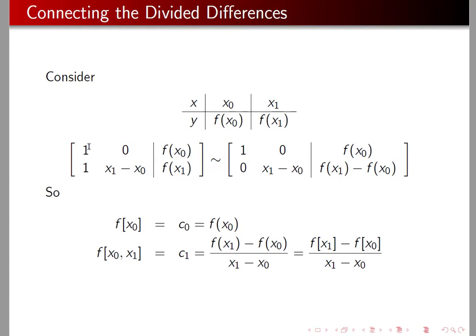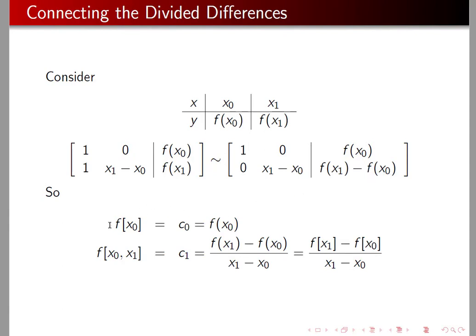And the form we would have on this is 1, 0, f of x0 along the top, and the second row would be 1, x1 minus x0, f of x1. If we go through a sweep out process, adding the negative of the top row to the second row, this will have this effect on the matrix, where the second row will become x1 minus x0, and then f of x1 minus f of x0.